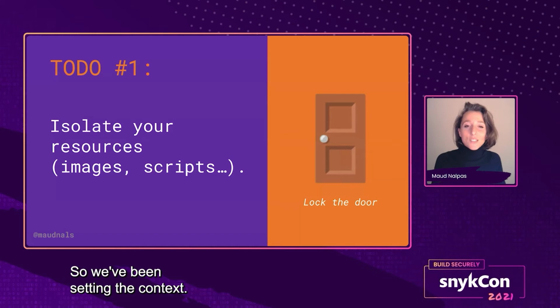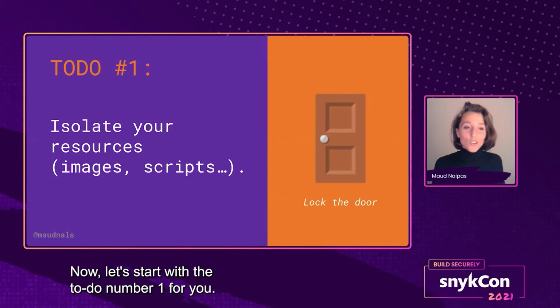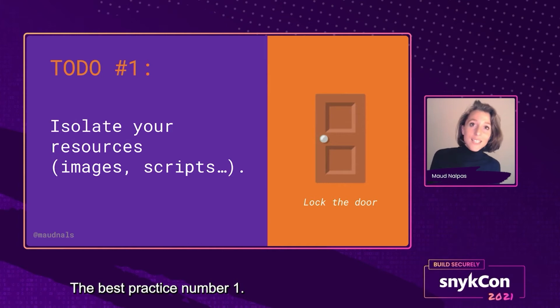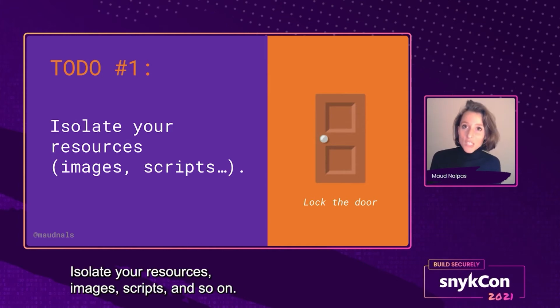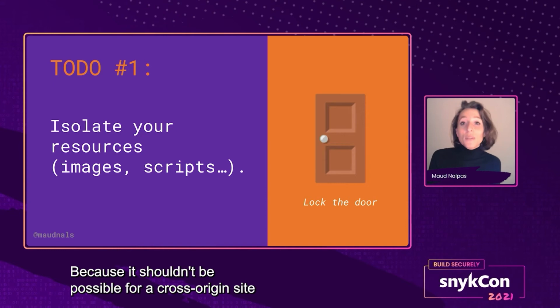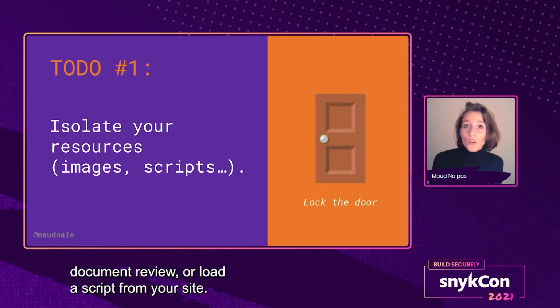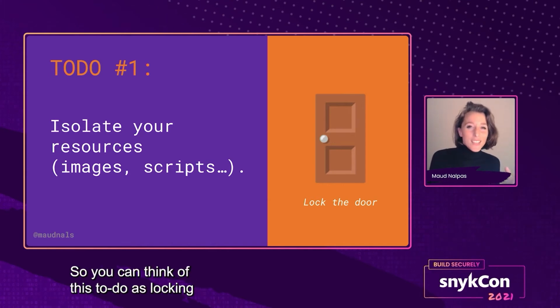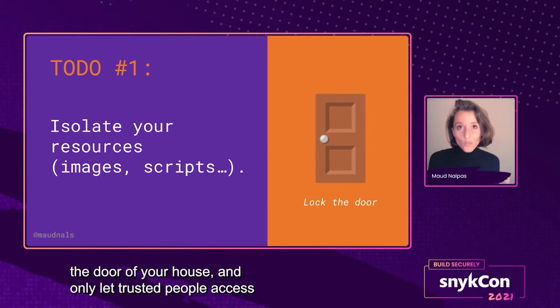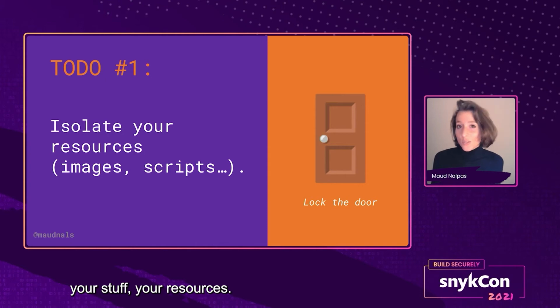All right, so we've been setting the context. Now let's start with to-do number one, best practice number one: isolate your resources, images, scripts, and so on. Why? Because it shouldn't be possible for a cross-origin site you don't trust to embed an image, document, or load a script from your site. You can think of this to-do as locking the door of your house and only letting trusted people access your stuff, your resources.